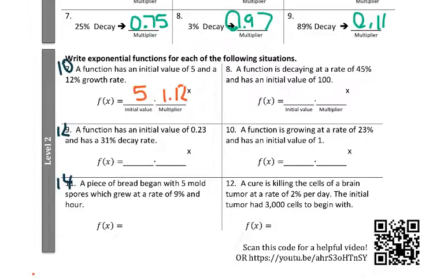Question 12. A function has an initial value of 0.23. Okay, well that's easy. I don't need to convert anything. That one's just written the way that it is. 0.23. And then it says it has a 31% decay rate. So remember to find that multiplier since it's decaying. If I have 100% of whatever and I am losing 31%, then that means that I'm going to have 69% of whatever it is. And so my multiplier is going to be 0.69.